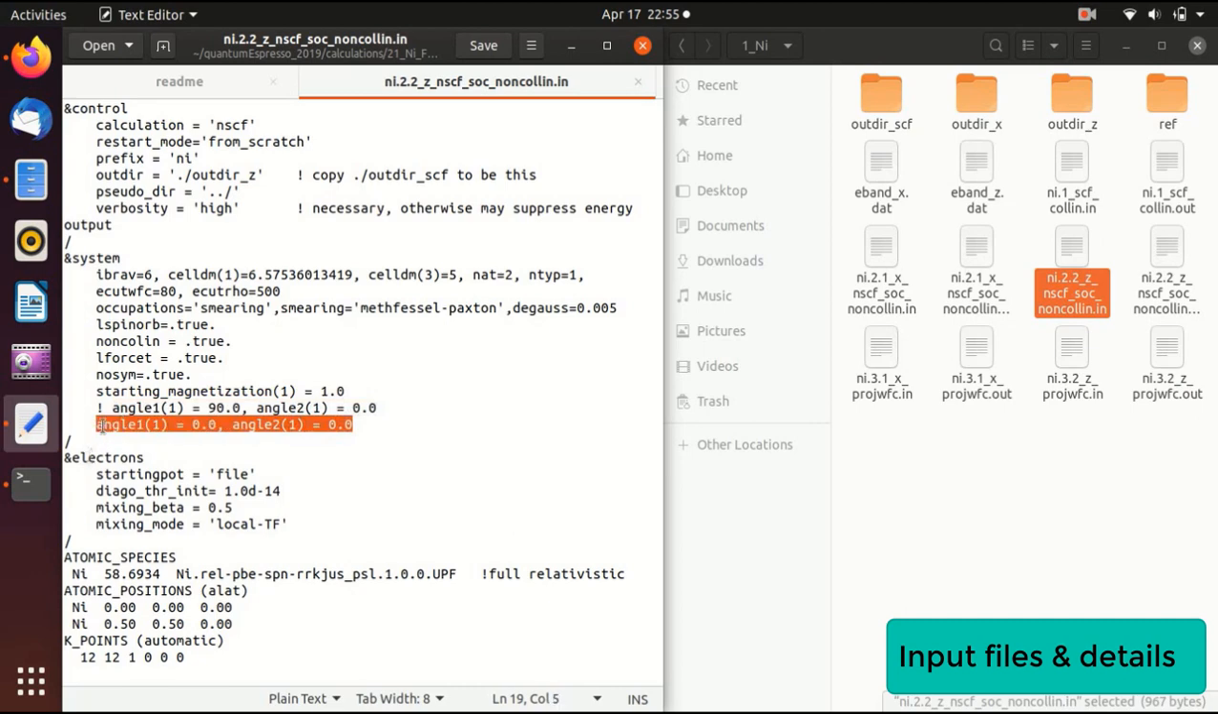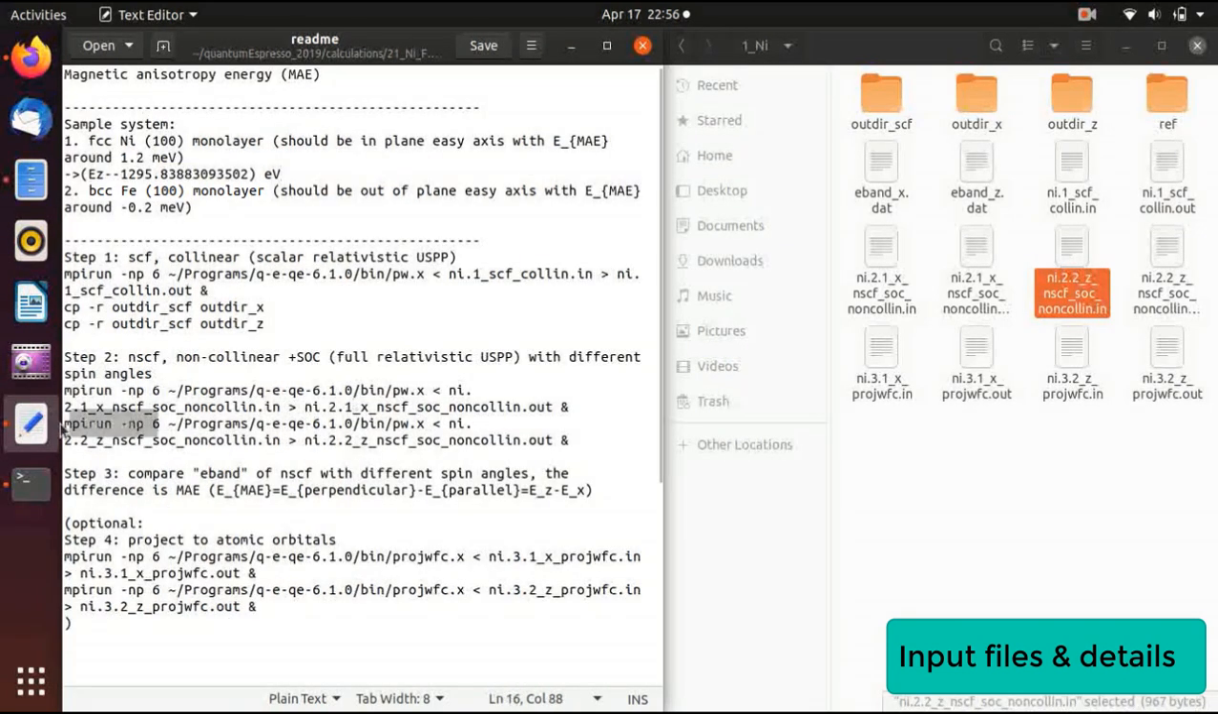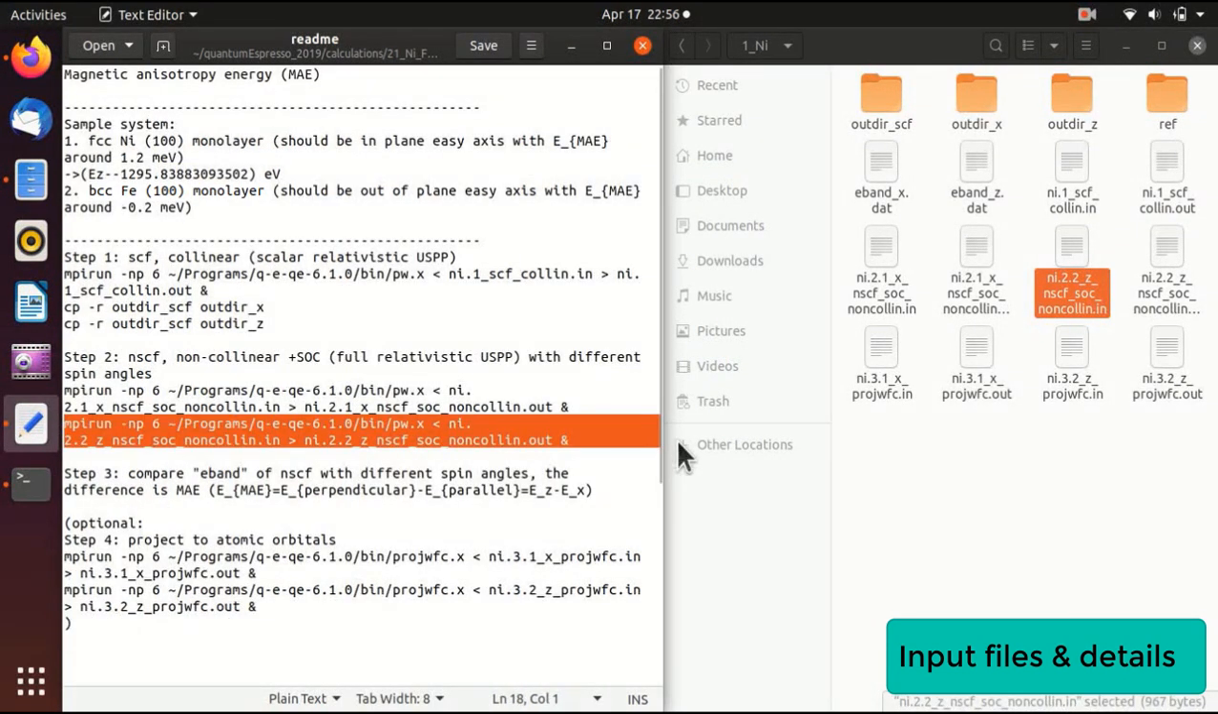now we calculate the case when the spin is oriented along the Z axis, and we label it also in the name of the input file here. Everything else is the same. We also need to change this output directory to be Z. Okay. And then we use this line of code to run the calculation.